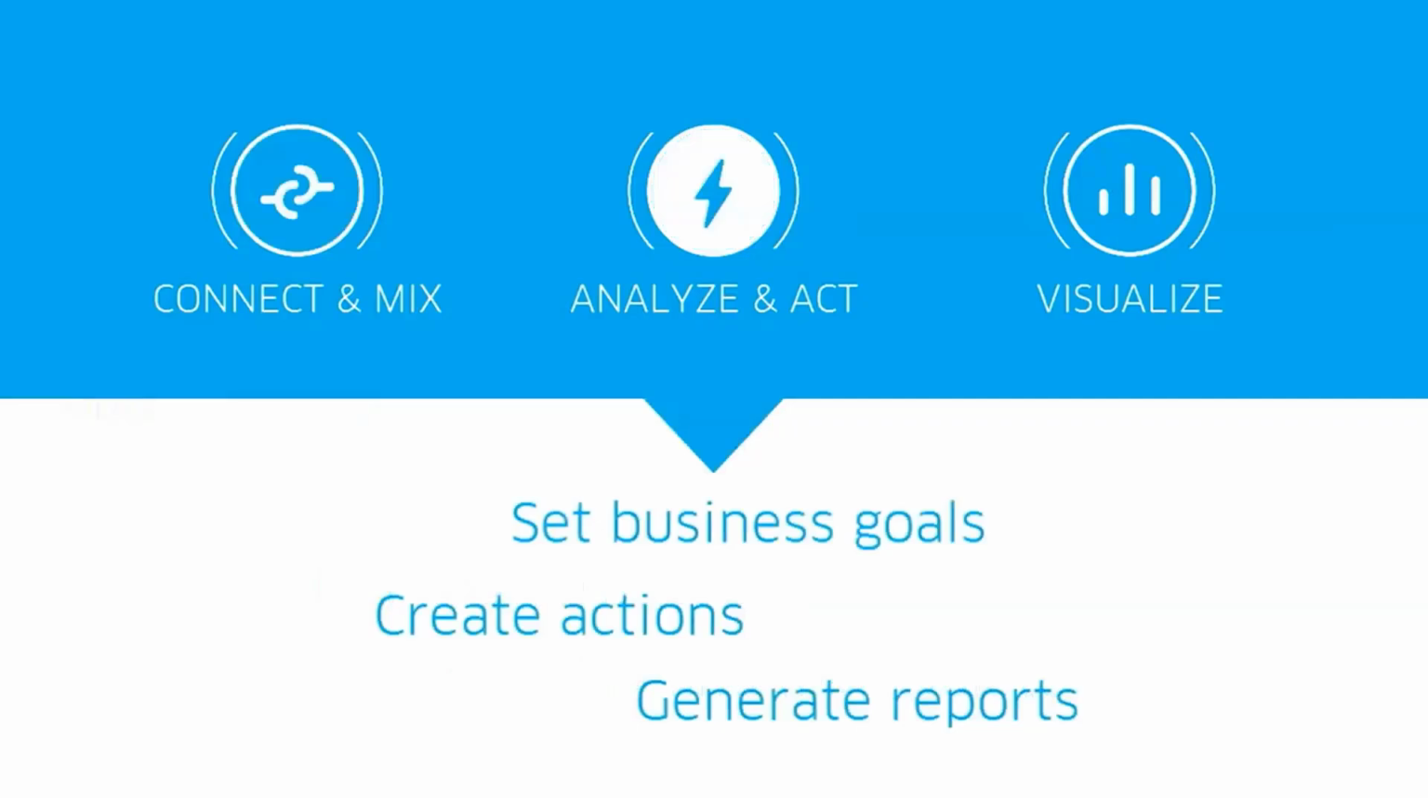Analyze and act helps you create actions, generate reports, and pivot tables as well. But pivot tables are accessible from the connect and mix data streams, to set business goals, etc.